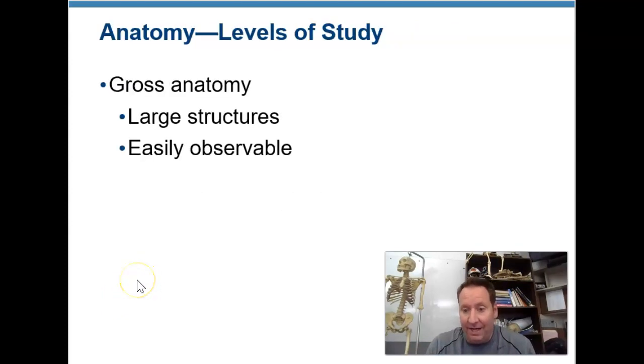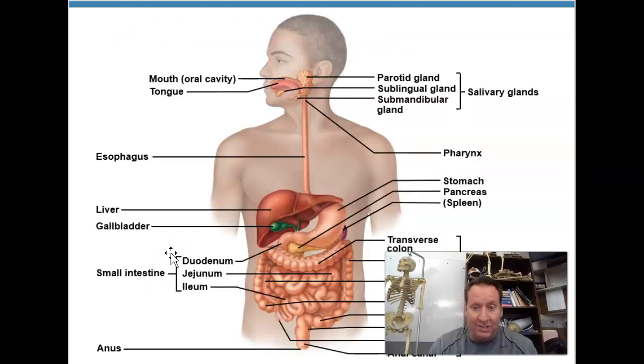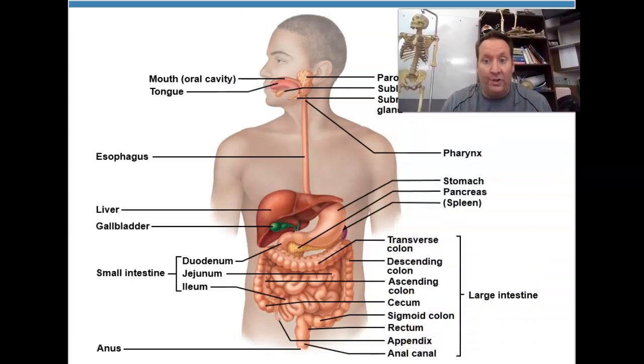When we take a look at anatomy, we have gross anatomy. Gross anatomy is large structures that are easily observable with the naked eye. A gross anatomist is looking at giant structures that you can see. In college, you'll take a class called gross anatomy, where you're looking at large structures that are easily observable with the naked eye. Like here, we're looking at the digestive system of the human. You can see the liver. It's really big, a simple organ to see. There's the gallbladder. There's the stomach. And you're looking at its shape, its components, its parts, and things like that.